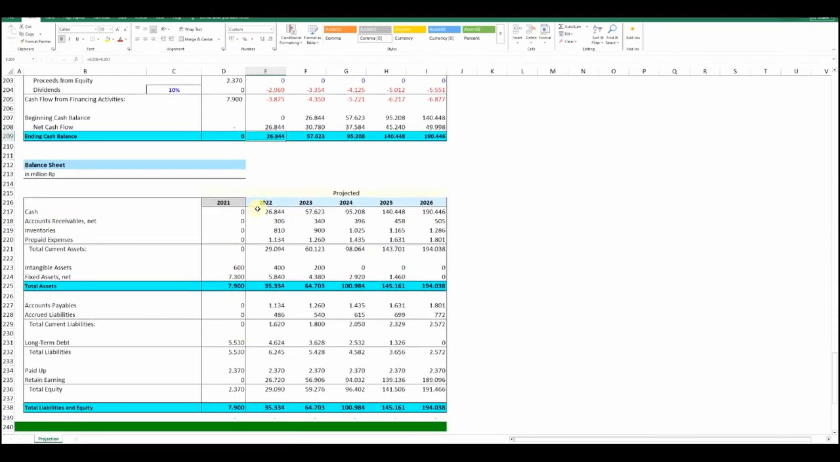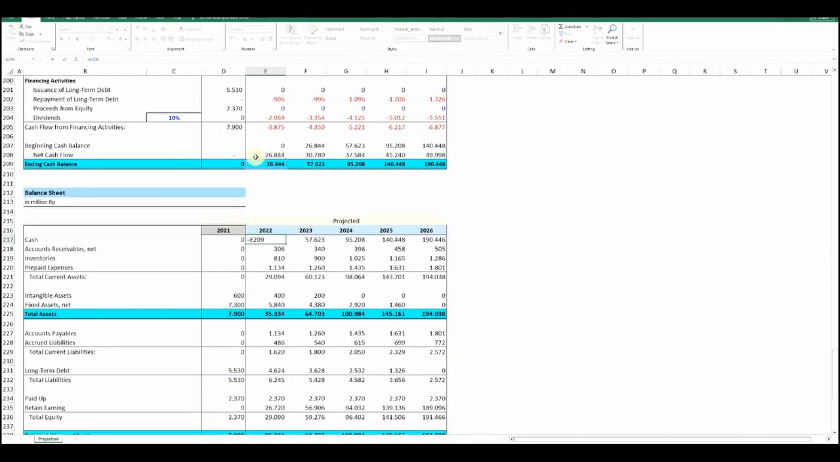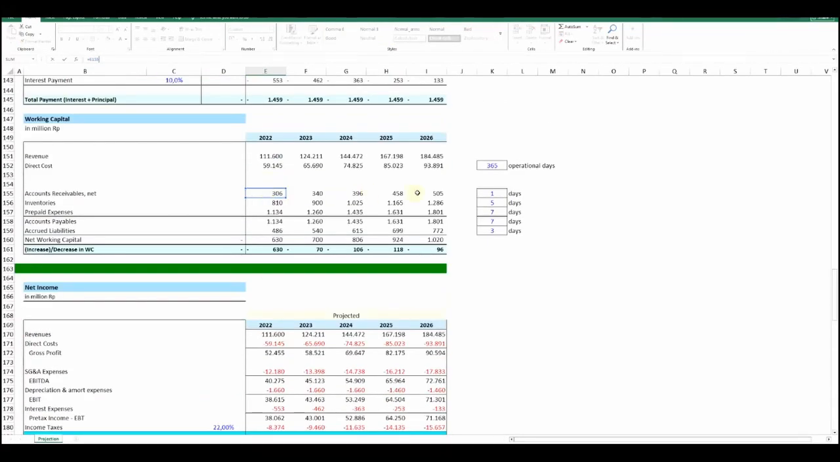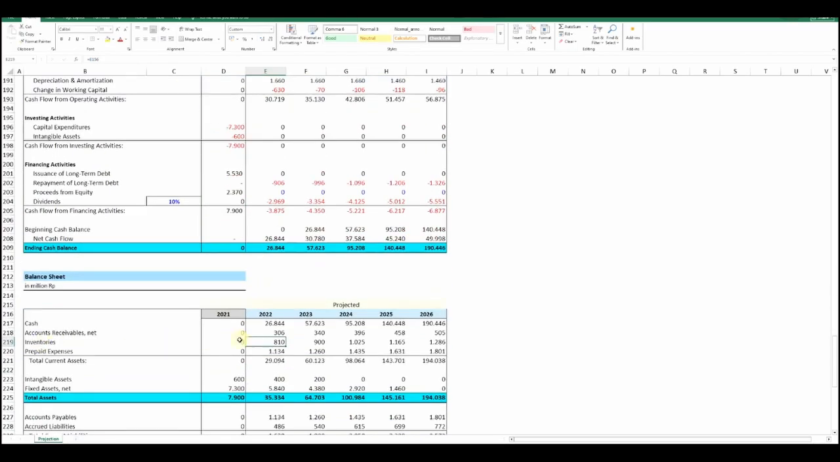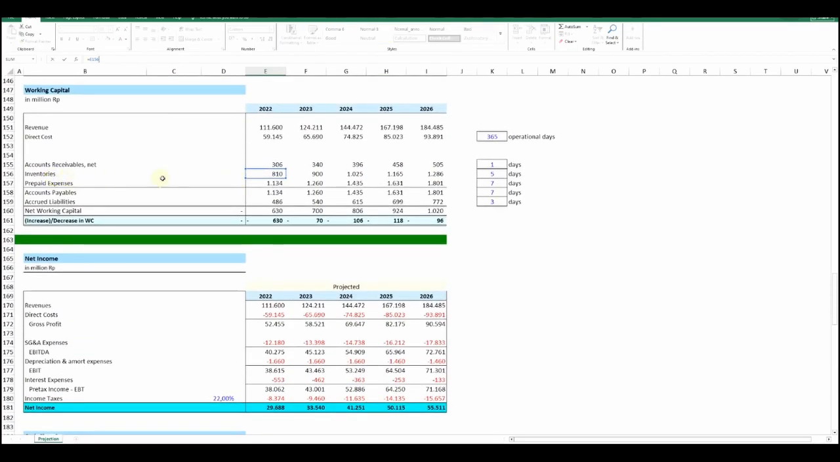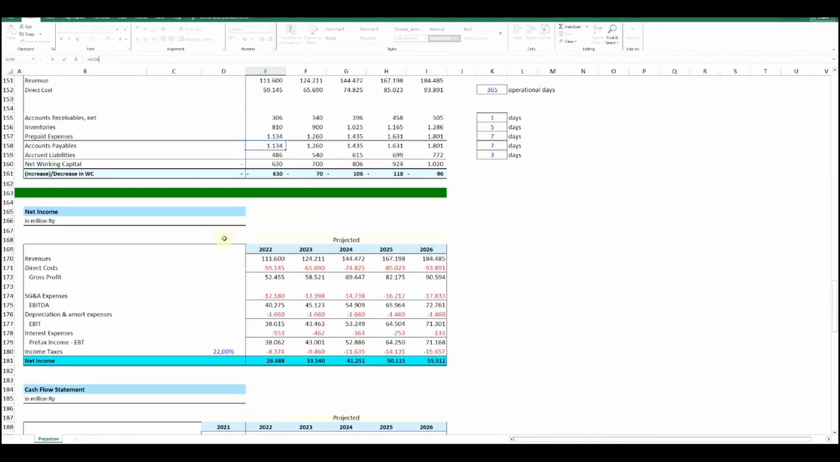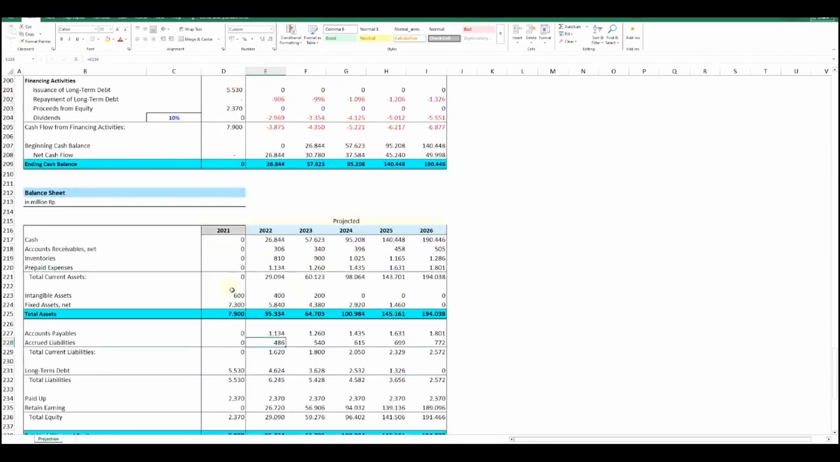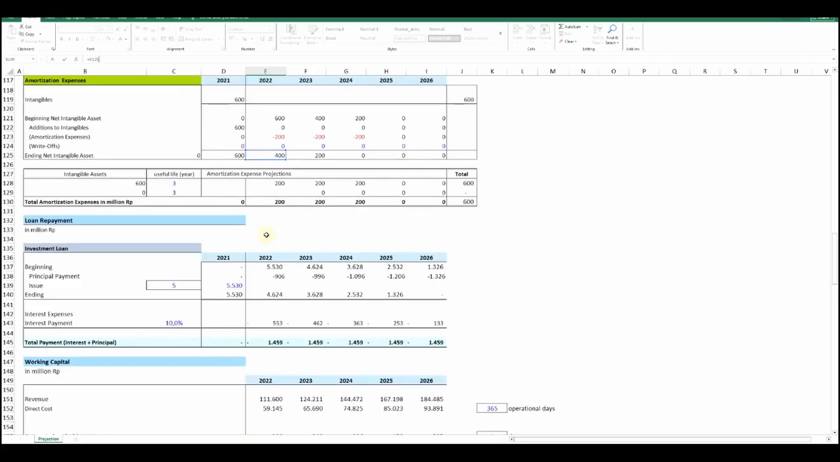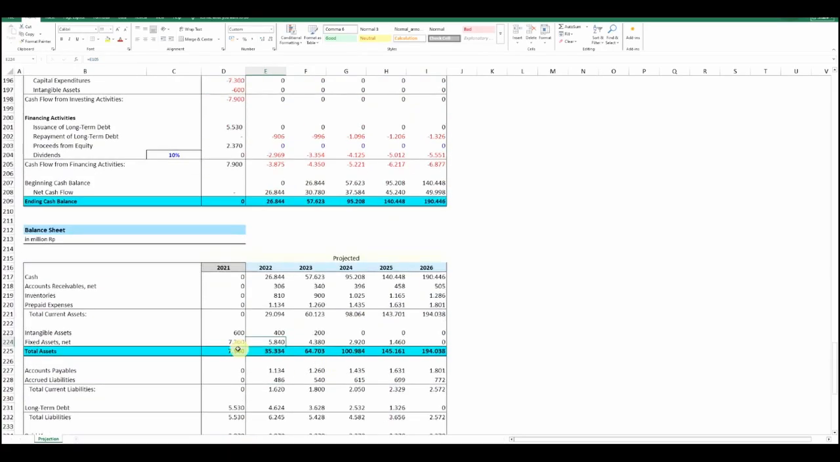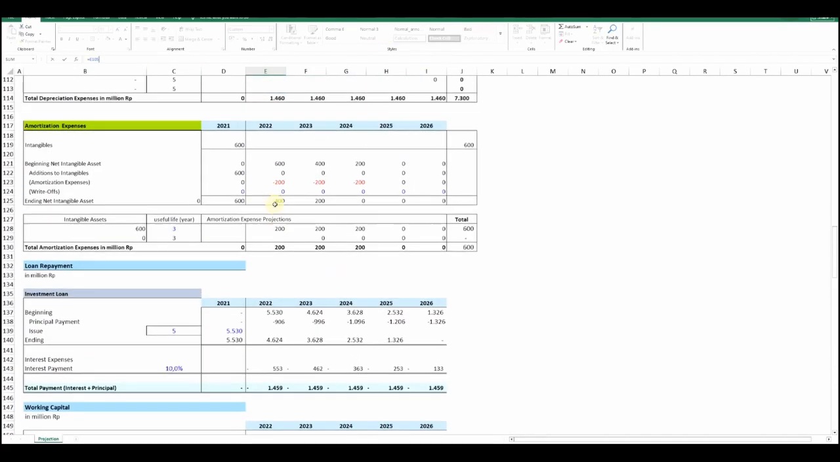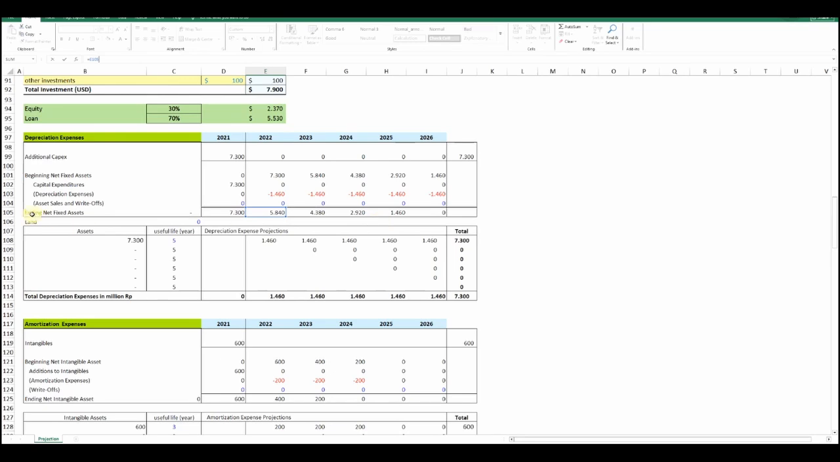Now, let's move on to the balance sheet. Cash is taken from the ending cash balance in the cash flow statement. Working capital items like accounts receivable and inventory are sourced from the working capital section above. The same applies to current liabilities like accounts payable and accrued expenses. Next, we have fixed assets, both tangibles and intangibles. Their value is taken from the asset value at year-end after subtracting depreciation and amortization.